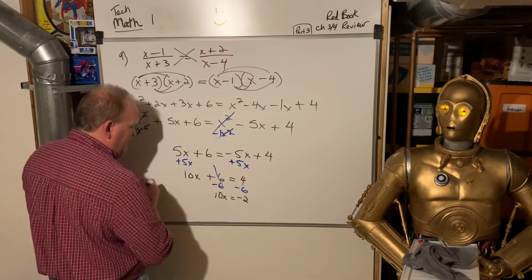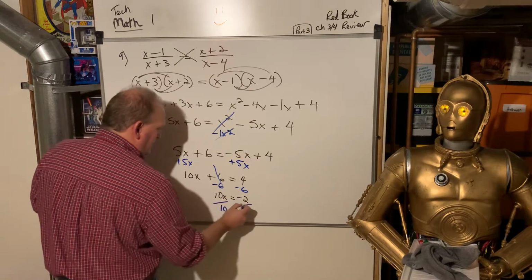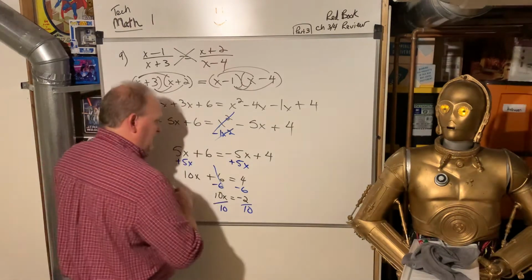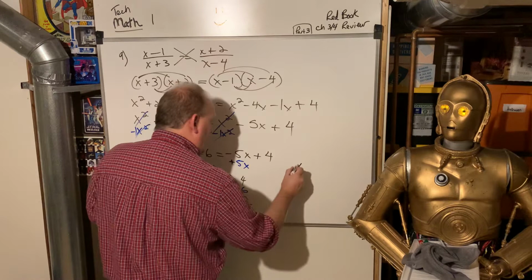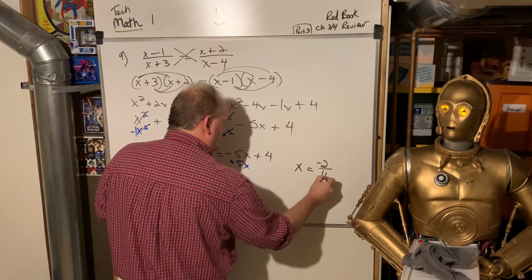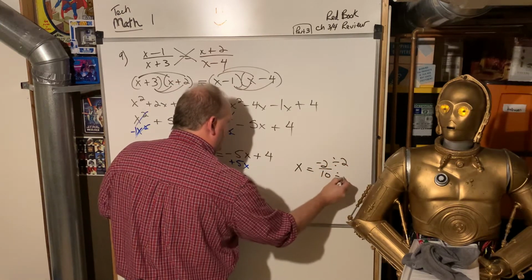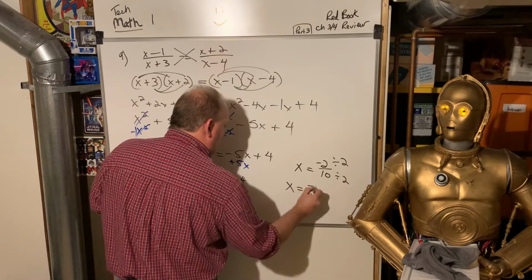And then we divide by 10 and then reduce the fraction (2/10). So x is equal to (2/10). We divide top and bottom by 2. X is equal to (1/5).